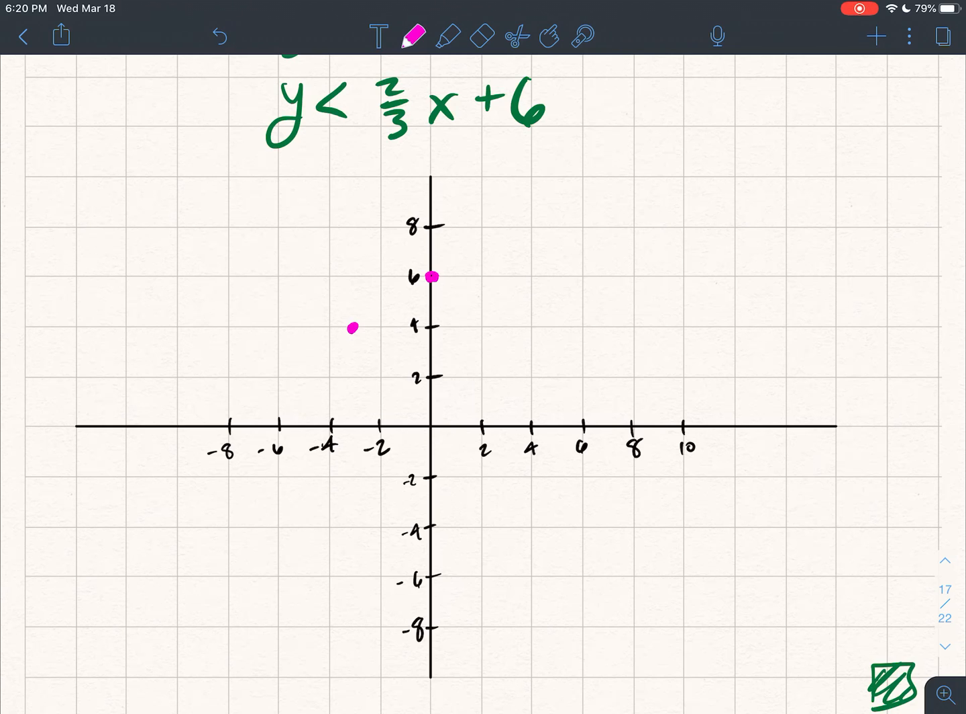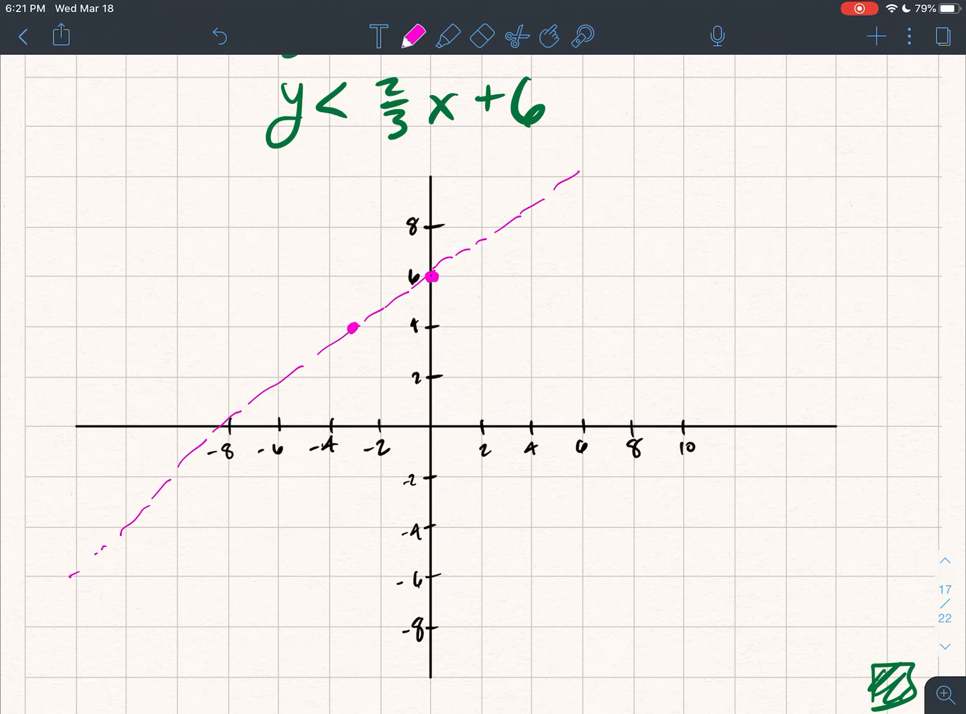And this is less than, not less than or equal to, so the line y equals 2/3 x plus 6 is going to be a dashed line because we don't want to include those points in our graph. Those points on the line y equals 2/3 x plus 6 do not satisfy the inequality y less than 2/3 x plus 6. And then we've got to figure out what side of the graph to shade.